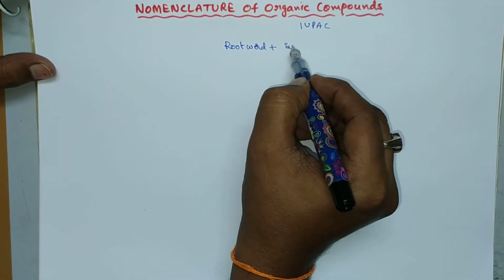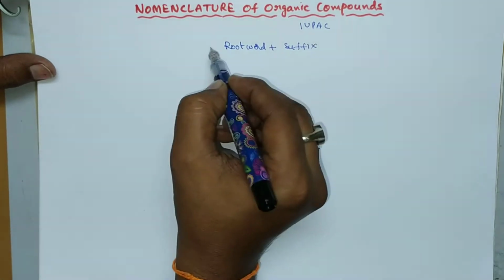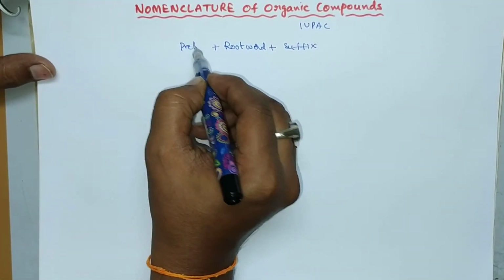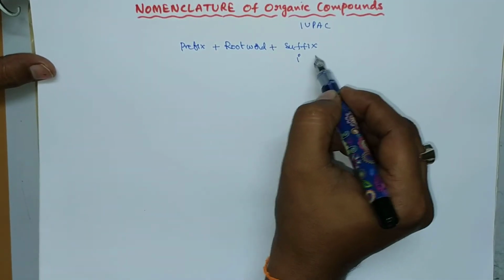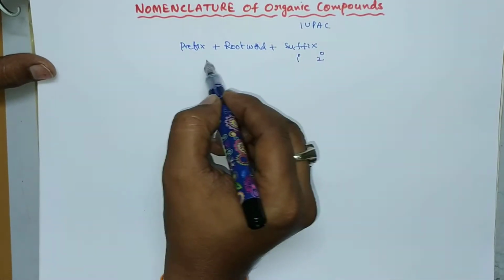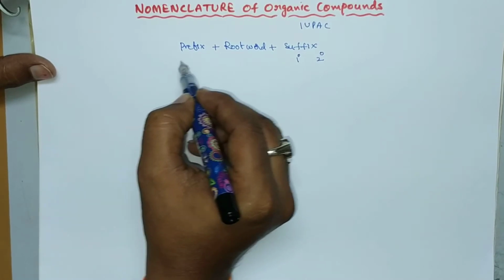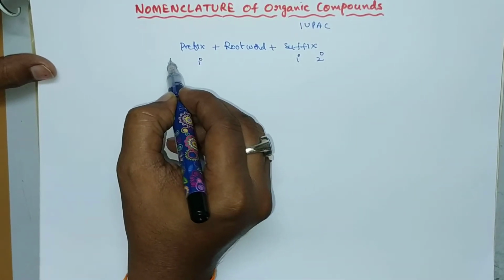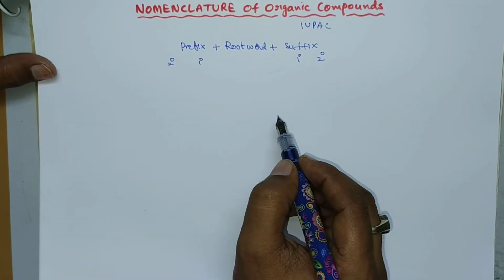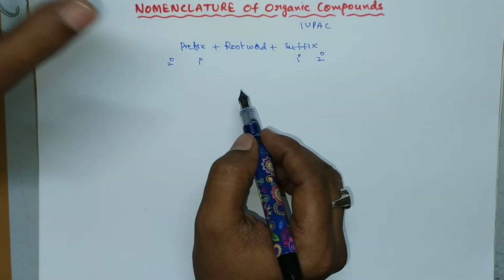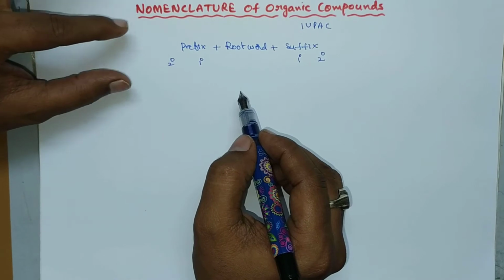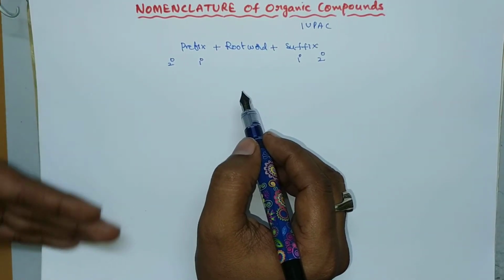So the syntax mainly consists of root word, suffix and prefix. Root word, suffix and prefix. So suffix is again divided into two types, primary suffix and secondary suffix. Prefix is also divided into two types, primary prefix and secondary prefix. So we have already discussed about this one in the previous video. I will give you the link in the description. You first go through this video and then you can easily follow the examples.